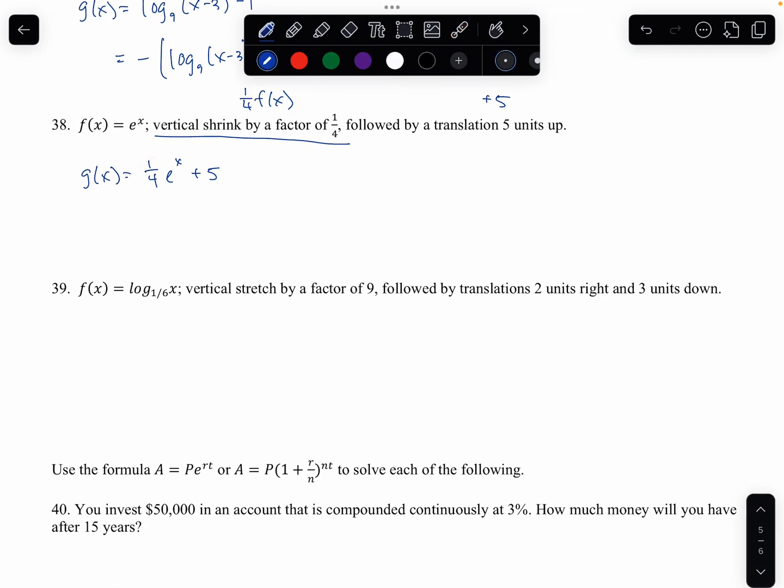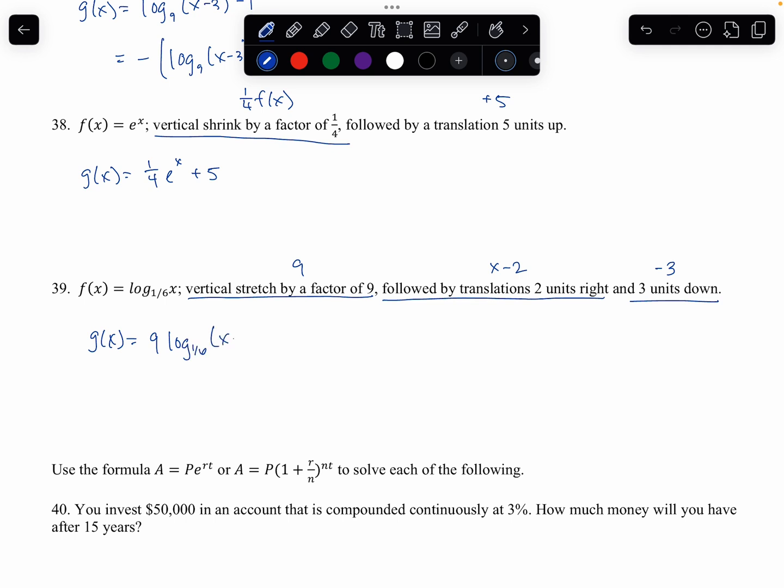And then for this one right here, so stretch by a factor of 9, translation 2 units to the right, that's going to be x minus 2, right? And then minus 3. So g of x is going to be equal to 9 log base 1/6 of x minus 2, and then minus 3. So I don't have to distribute the 9 because the multiplying comes before I do any of that right there. So I don't have to multiply that by 9. And then don't need to do 40.